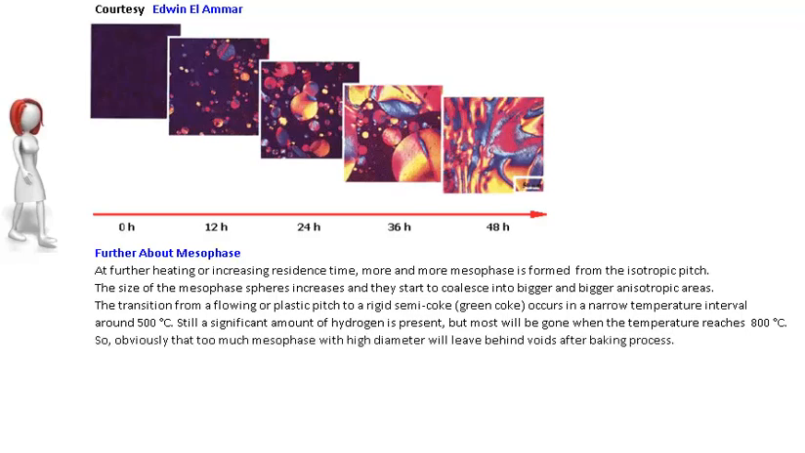So, obviously too much mesophase with high diameter will leave behind voids after the baking process. It's clearly harming anode quality, and this is so bad.